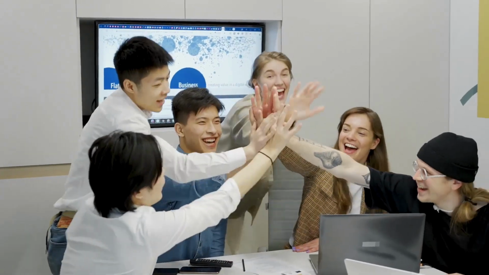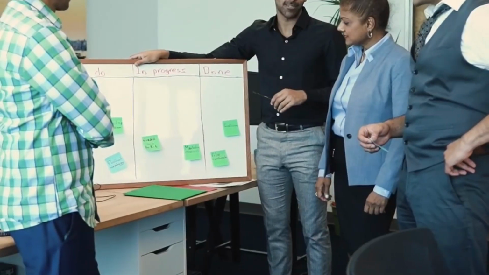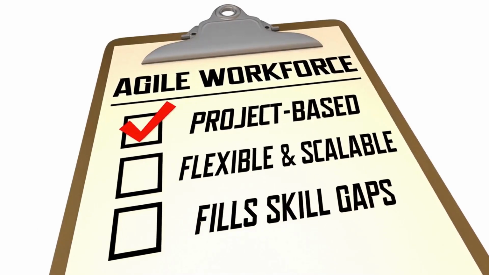Step 7. Implement and iterate. Start with small, quick wins to build momentum. Implement changes phase by phase. And remember, it's a continuous process. Gather feedback, measure results, and be ready to pivot if necessary.